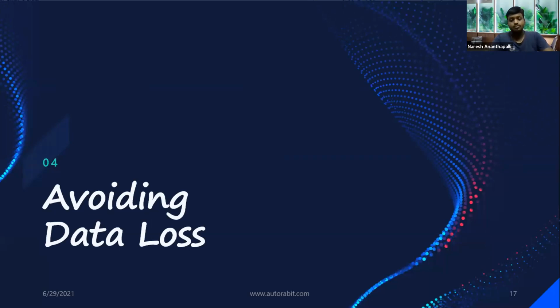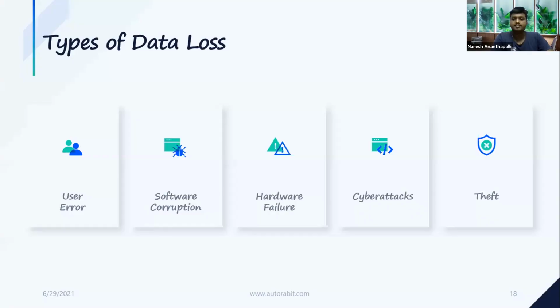The sources of data loss or corruption could be anything, but the most common areas to consider include user error, corruption of software or hardware, cyber attacks, and theft due to unauthorized access. An example of data loss due to user error is an unintended update operation on a field without filtering based on the intended target, which could change the entire data across the table and result in corruption of the entire data.